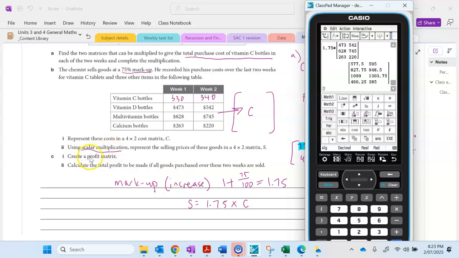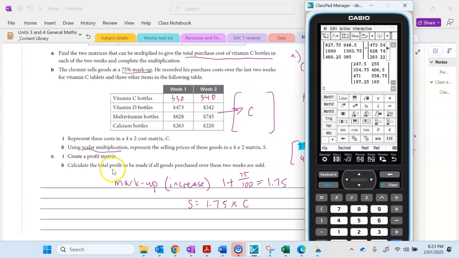Now, if we want the profit, so the profit is just the difference between your sale price and your cost price. So we can highlight that, just drag it down. If this was on a SAC, you would actually have to write this, but I'm just trying to be conscious of time in the video. And there's our original matrix. So it's matrix S minus matrix C, and that's our profit. So just the difference between the two.